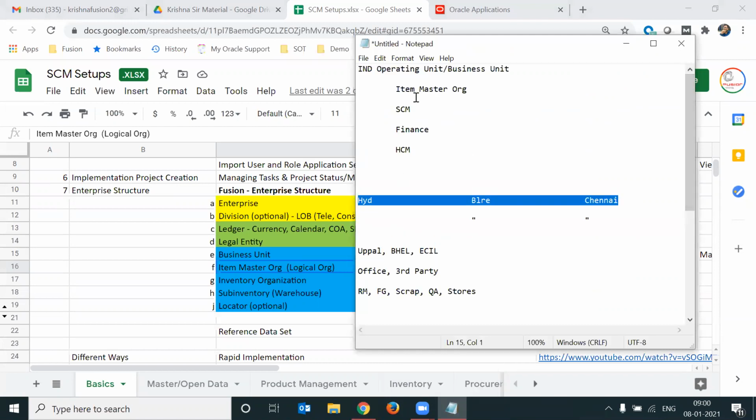So if you don't have item master organization, what do we do, Joab? Let us assume you don't have item master organization, then what are you going to do? Each organization you will define your item, right? Yeah. So please concentrate in the meeting.